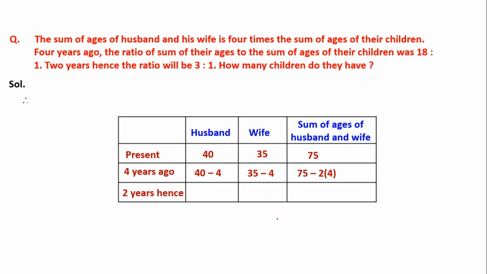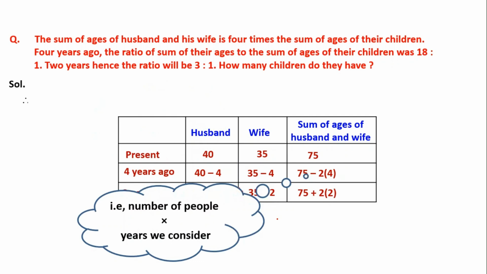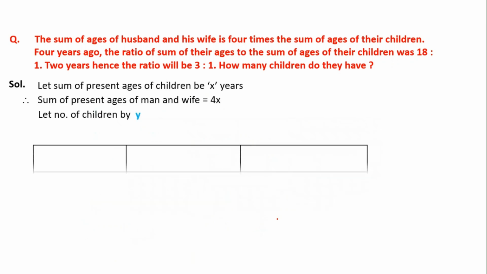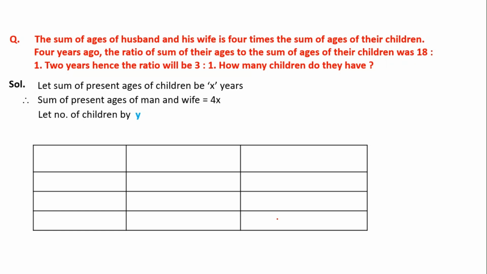And 2 years hence means 40 plus 2 and here 35 plus 2. So here 75 plus 2 times 2, so 75 plus 4. Here 4 will be considered as 2 times 2. Is it right? Now, the number of people into years we consider. Am I right? So now look at here. Come to the question.